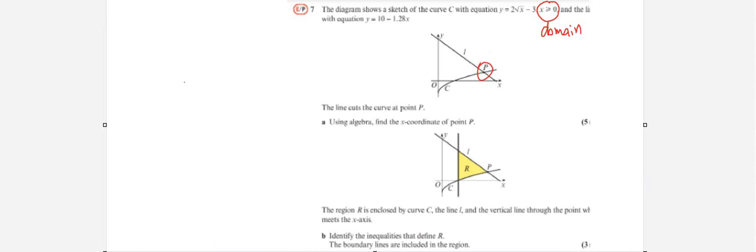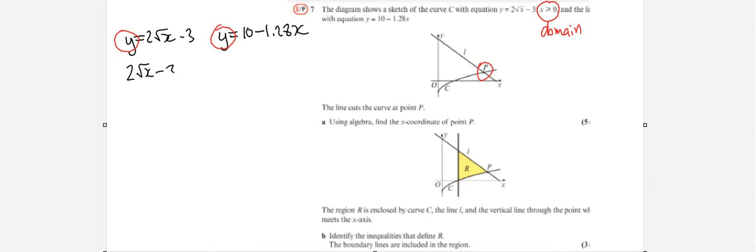curve C. So if that is true, that means that if y at that point equals 2 root x minus 3, and also y at that point equals 10 minus 1.28x, then as they both equal y, they must equal each other. So 2 root x minus 3 equals 10 minus 1.28x. Right, now we're on our way.